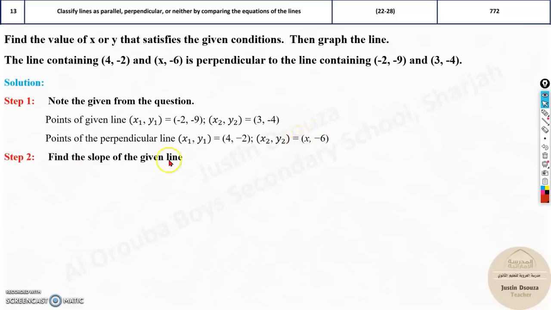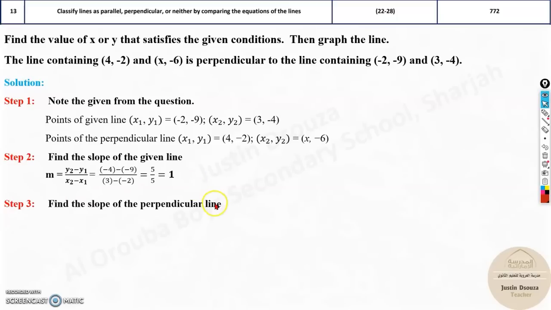Now next one is find the slope of the given line. This is given, right? Use the slope formula, m equals y2 minus y1 divided by x2 minus x1. And then you can easily find the slope. Substitute. y2 is -4 minus of -9 divided by 3 minus of -2. Put it in the calculator, you'll get it. 5 by 5, it's 1.